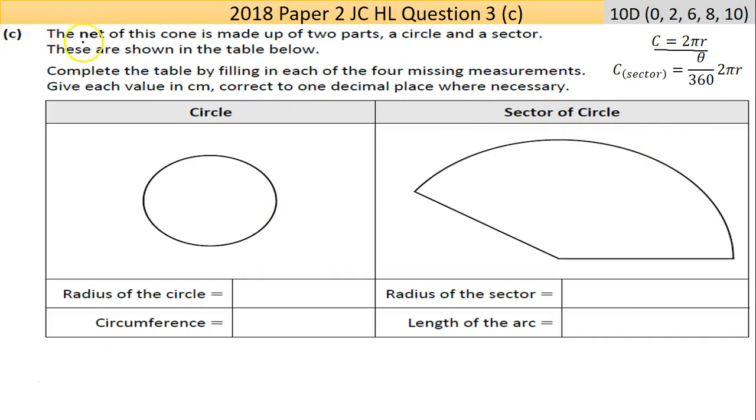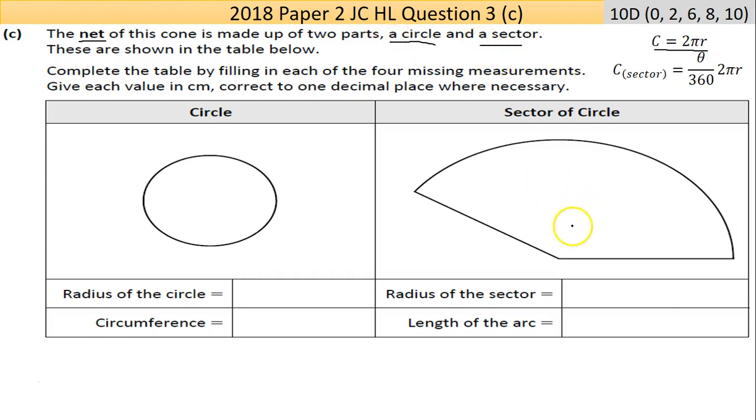So we have here now, nets are fairly new to me as well, okay, but a net is just the shape of something as when it's folded out completely, okay. But the net of this cone is made up of two parts. Fair enough, we get that. You have the circular base and a sector.